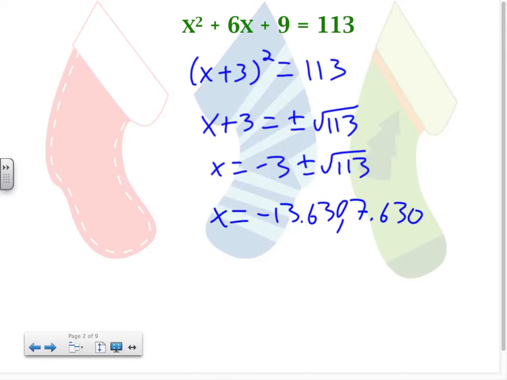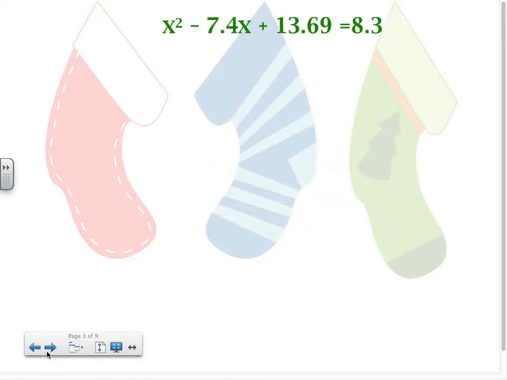And again, there's not much different that can happen. You'll see we have a problem like this. I guess this is as difficult as it could get because we don't know anything about this trinomial we see here. 13.69 and negative 7.4 don't really have much meaning to us. But we do know that if we take half of 7.4, it'll be 3.7, and 3.7 squared is 13.69.